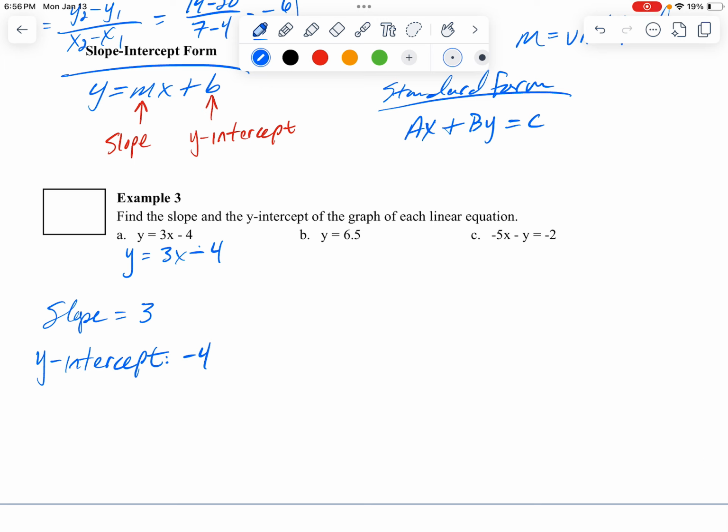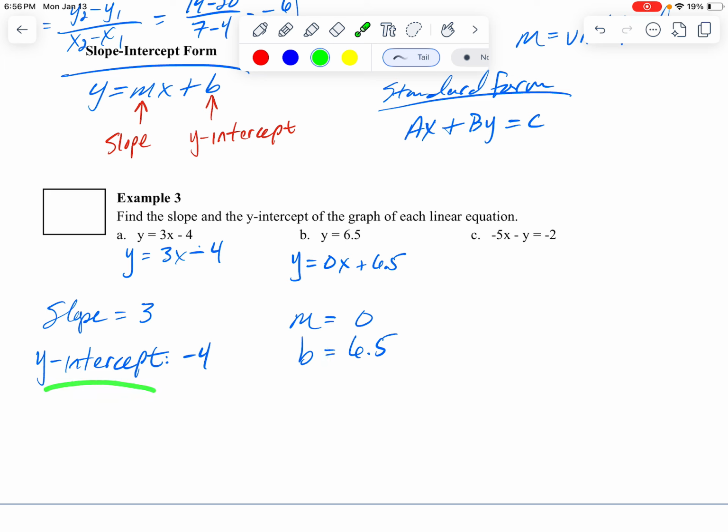In part B, this is still a linear equation. It is in slope-intercept form, but what's missing? Hopefully you notice that it's missing an x. And all that means is that the slope is 0. We could write this as 0x plus 6.5, meaning our slope is 0 and our y-intercept is 6.5. Notice I'm using these letters interchangeably for slope because they mean the same thing, and that b value here is the same as y-intercept.